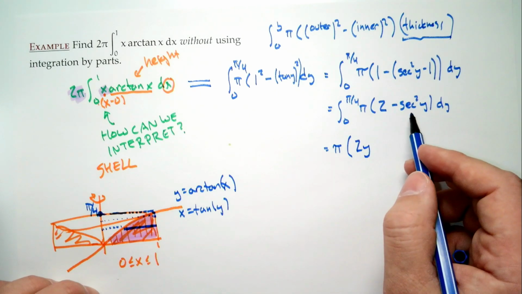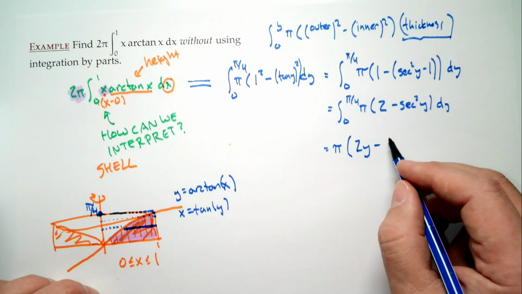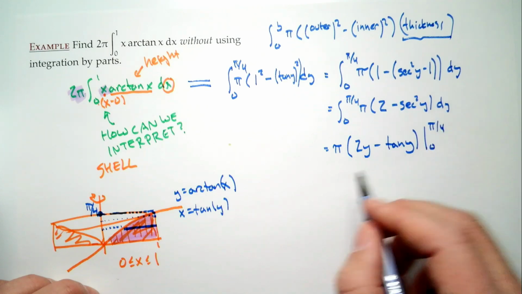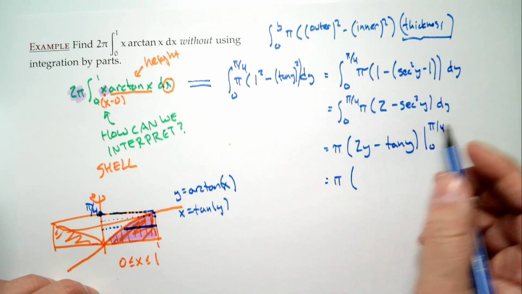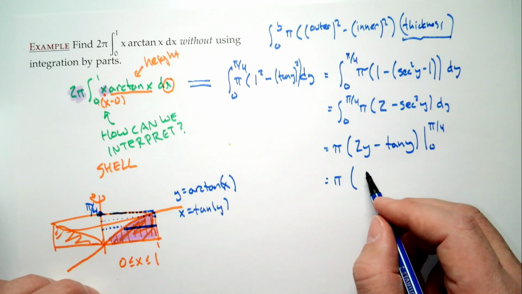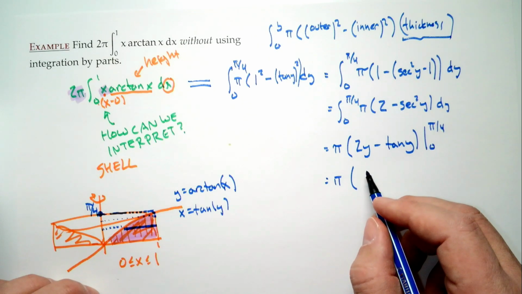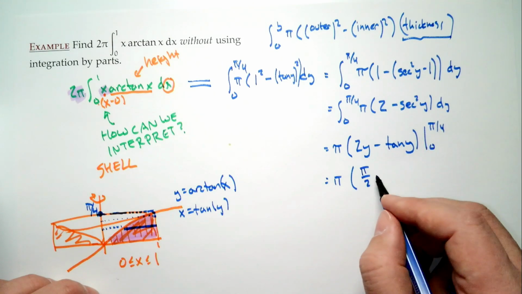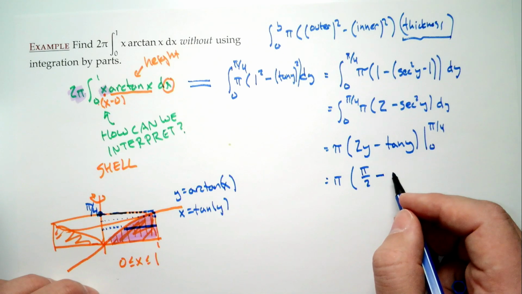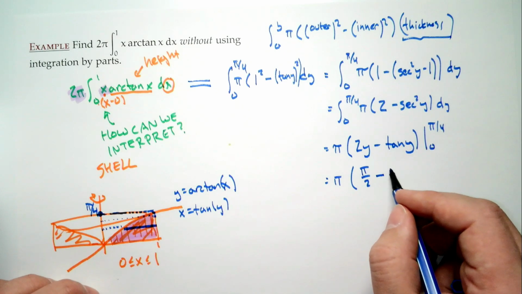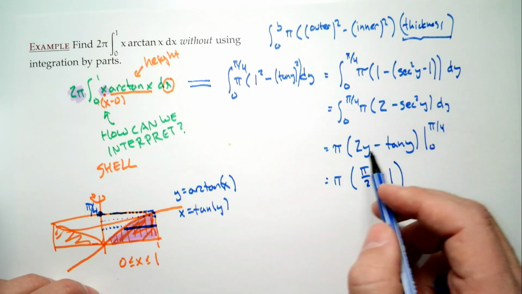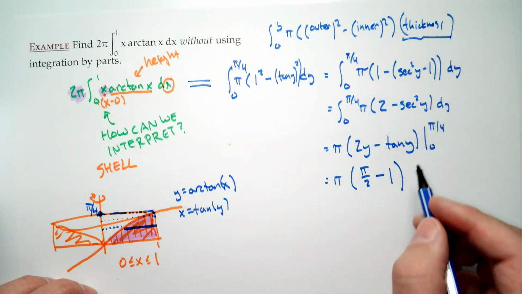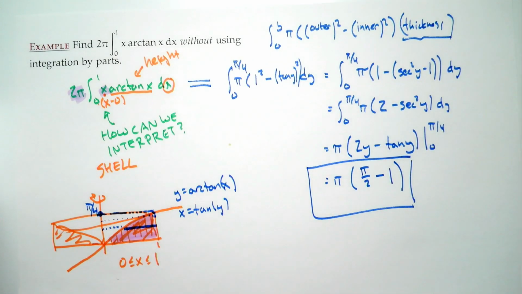2y. Integral of secant squared y with respect to y? Tangent of y. And you evaluate from 0 to pi over 4. Well, 2 times pi over 4 will give us pi over 2. Tangent of pi over 4, 1. Plug in 0. 2 times 0, 0. Tangent of 0, 0. And that's the answer.